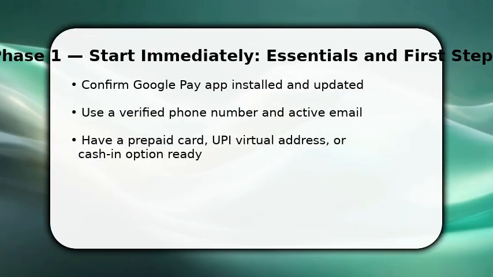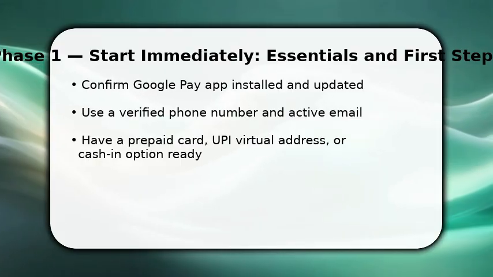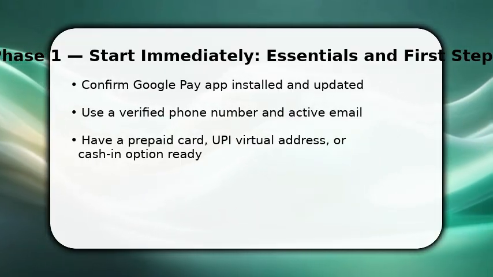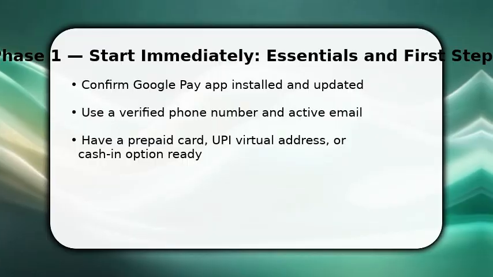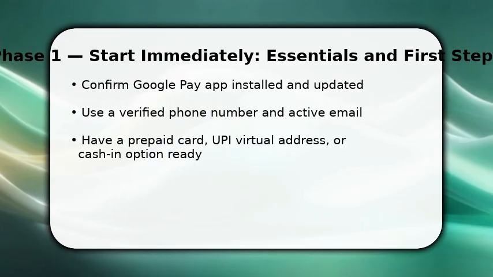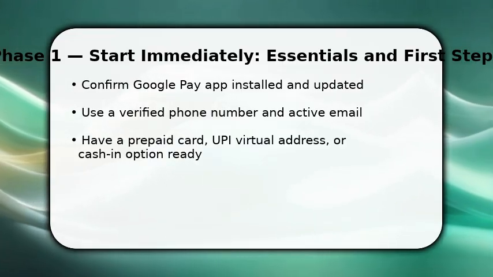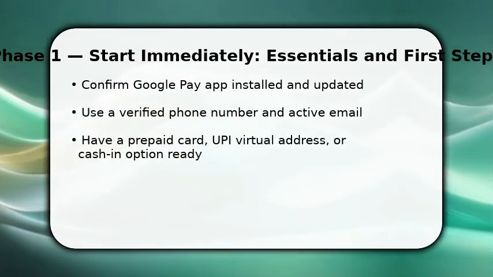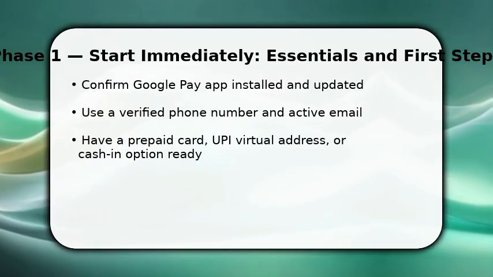You begin by opening Google Pay and verifying identity. Use the phone number and email linked to your device. Once done, select Add a Payment Method and pick prepaid card or UPI without a bank account. Make sure to scan or enter card details accurately or create a UPI virtual ID when prompted.